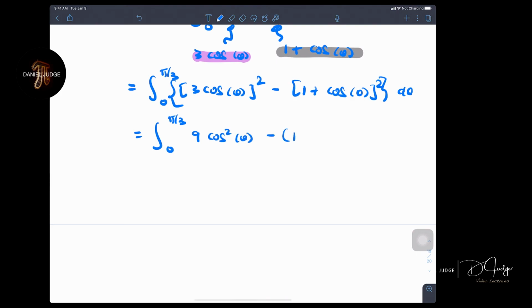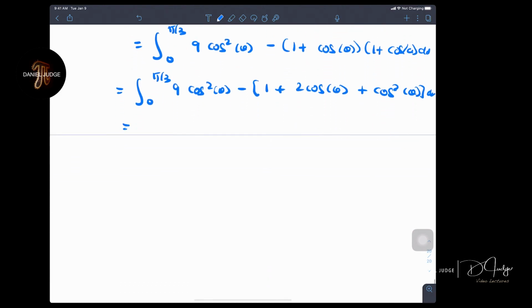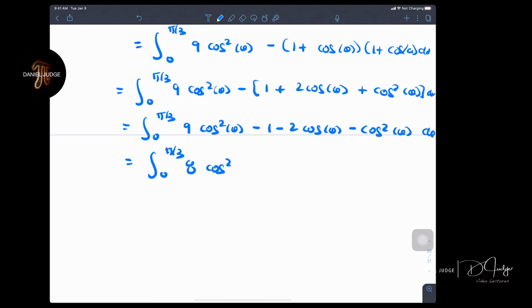9 cosine squared theta minus, that's 1 plus cosine theta times 1 plus cosine of theta, d theta there. 0 to pi over 3, 9 cosine squared theta minus, let's do the FOIL there, 1 plus 2 cosine theta plus cosine squared theta, d theta. 9 cosine squared theta minus 1 minus 2 cosine theta minus cosine squared theta, d theta. 8 cosine squared theta minus 1 minus 2 cosine theta, d theta.